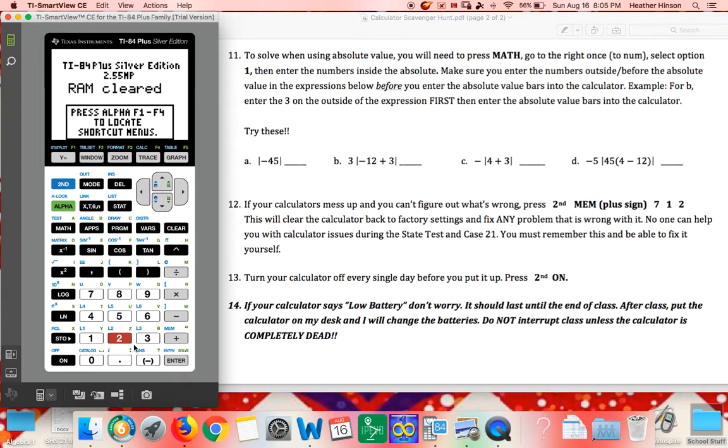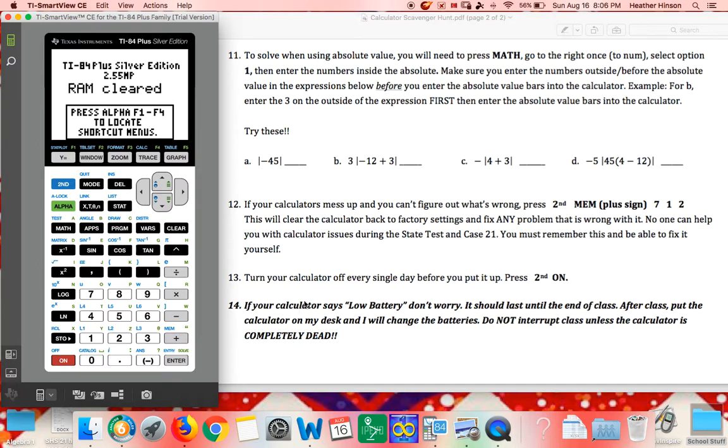To turn your calculator off, you're just going to hit the second button, and then you're going to click on. Right above on it says off. Mine's not going to turn off because it's digital, but second on will turn your calculator off.